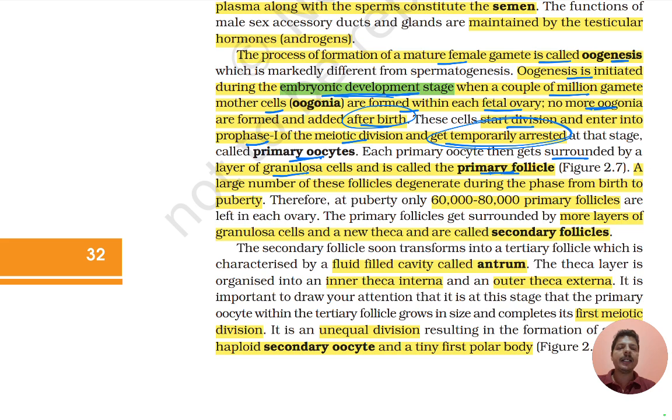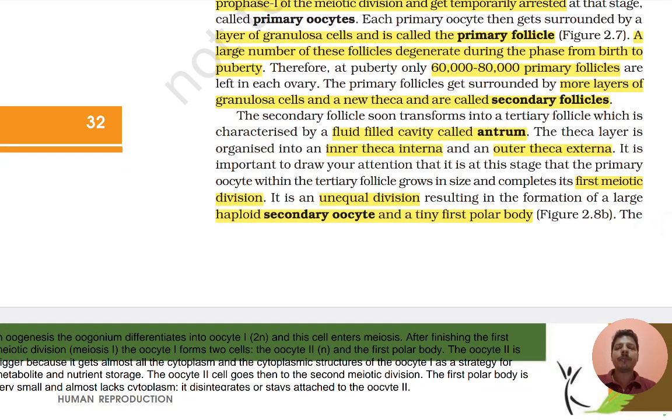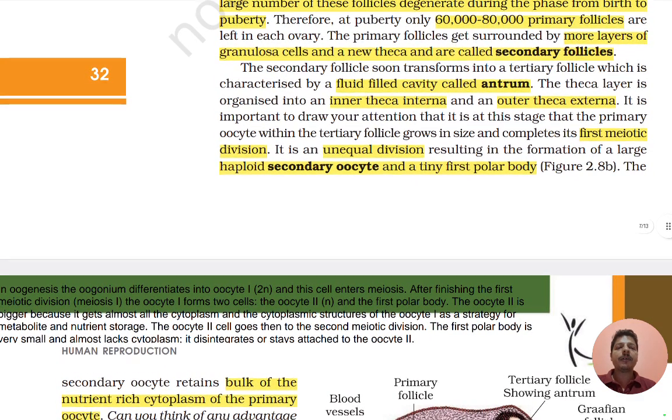A large number of follicles degenerate during the phase from birth to puberty. Therefore, at puberty, from millions of gametes it comes down to 60,000 to 80,000 primary follicles. The primary follicle gets surrounded by more layers of granulosa cells and a new theca is formed, called the secondary follicle. The secondary follicle soon transforms into the tertiary follicle, which is characterized by a fluid filled cavity called antrum. We already saw all this in the diagram of the PDF. The theca layer is organized into the inner theca interna and outer theca externa.